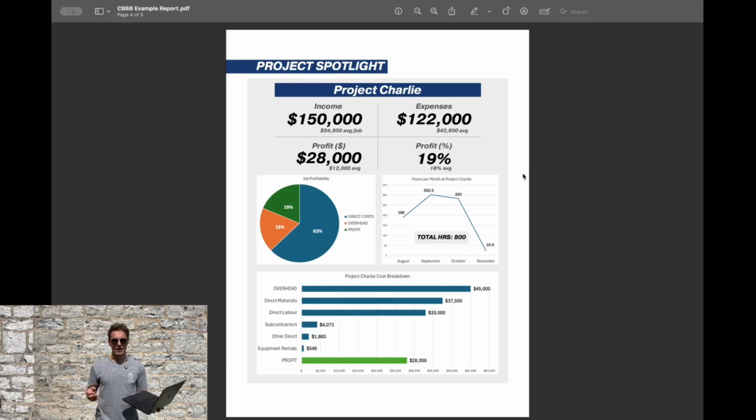$45,000 of overhead was applied to this job. Then we're looking at direct materials and direct labor, making up the bulk of the costs when you pair them together. Subcontractors, other direct costs, and equipment rentals also contribute to that cost picture for this project. Job profitability is where this all began for me.